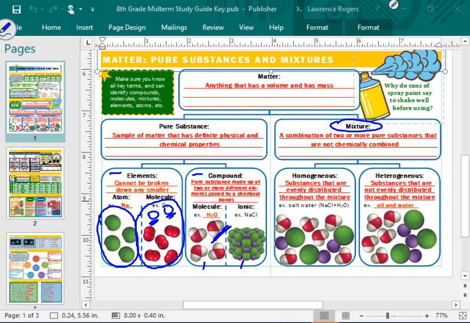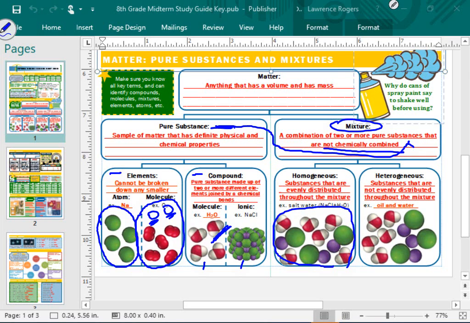Now, when we switch over, we have a mixture. A mixture is a combination of two or more pure substances that are not chemically combined. Keyword, not chemically combined. I can separate them if I really need to. All right. A homogeneous mixture is something that is evenly distributed throughout, like salt water here. Okay.